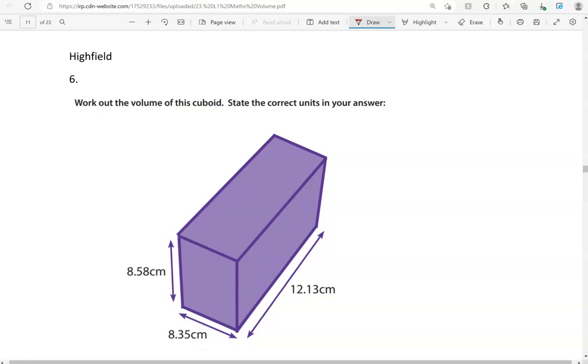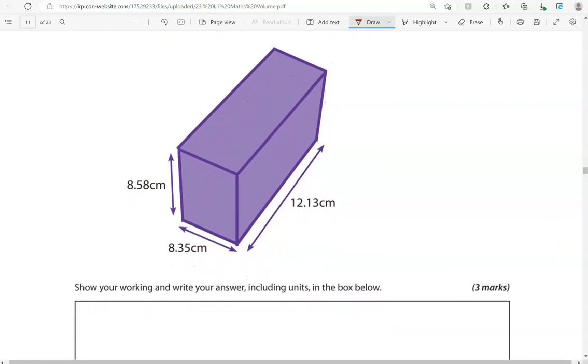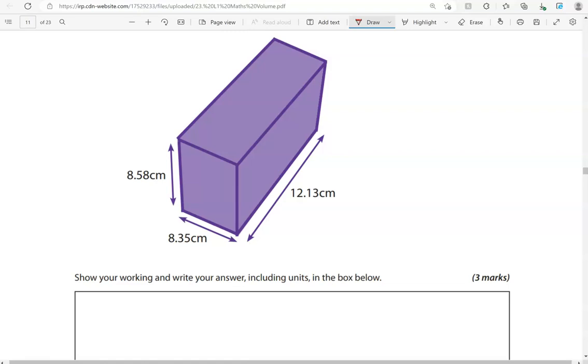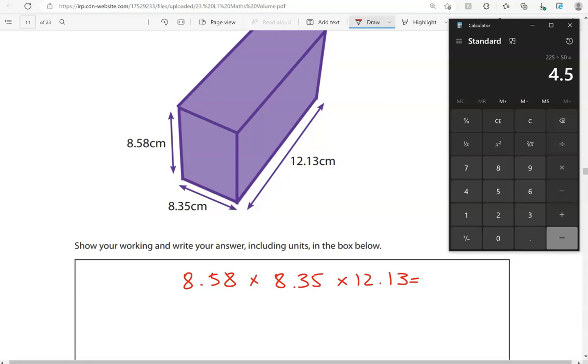Work out the volume of this cuboid. State the correct units in your answer. So we've got the dimensions of the cuboid. We're going to multiply them together to get the volume. So 8.58 times 8.35 times 12.13. They're all in centimeters, so we can just multiply.